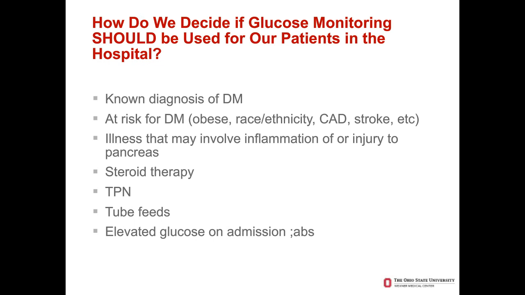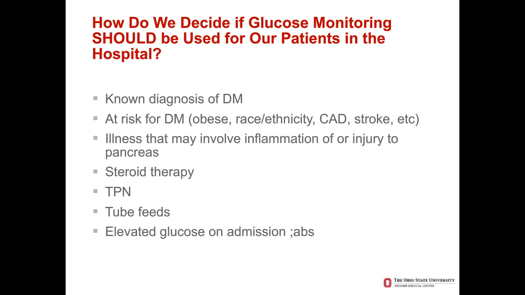Additionally, people who have illnesses that may involve inflammation of or injury to the pancreas, such as pancreatitis, and also the patients who are receiving corticosteroid therapy, whether prednisone or dexamethasone, and patients with nutrition support, such as TPN or tube feeds, those can be associated with hyperglycemia in the hospital. And then also, any patient who had elevated glucose on their admission lab should be considered for glucose monitoring while in the hospital.